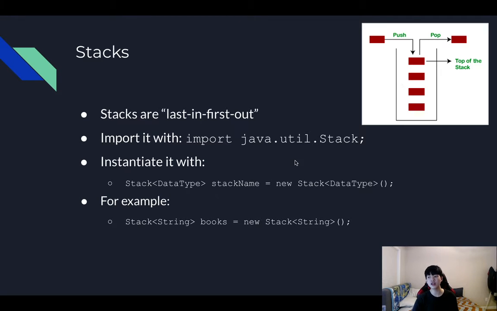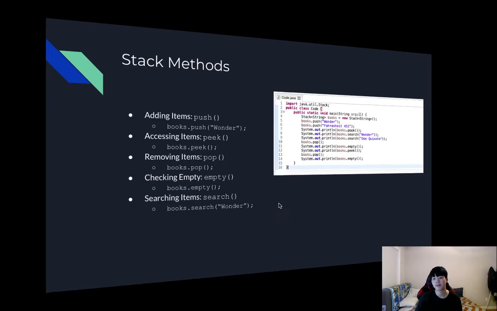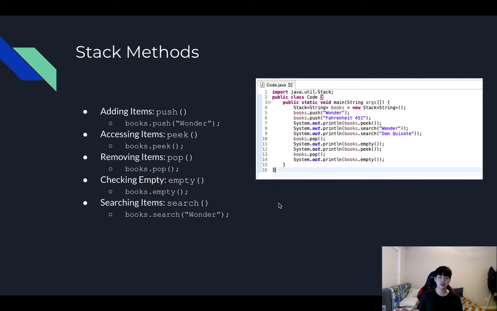To import it, we're going to do import java.util.Stack. Instantiating, same deal. Again, data type, passing the full thing, integer or string, whatever. And then you're going to do whatever stack name you want to name it. And here's an example. So Stack<String>. This is going to be a stack full of strings, and it's going to be called books. So here are some methods. There's a push method, which will literally just push any element onto the stack.